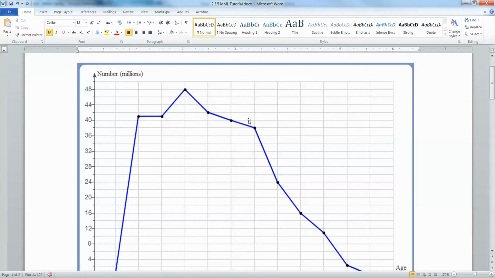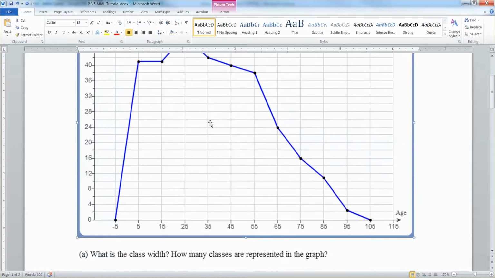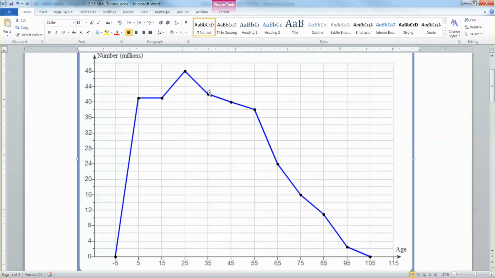So let me just take these 2 points right here in the middle. So this one at 35 seems to be at about 42. This one seems to be at about 40. So that's a change of 2, -2 actually, it went down. The negative positive doesn't really matter.